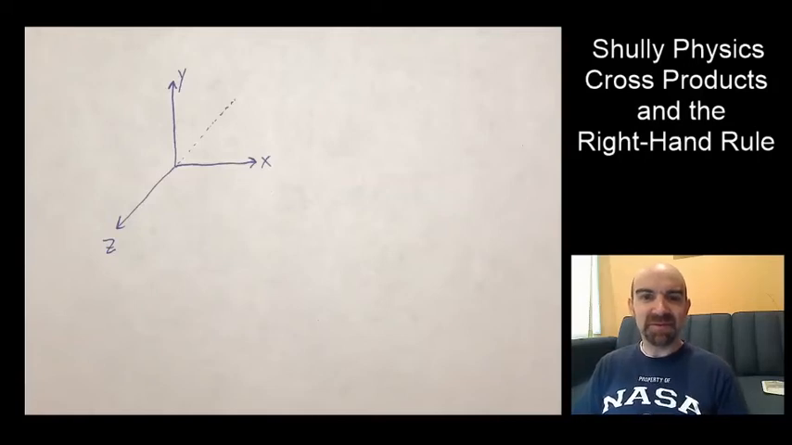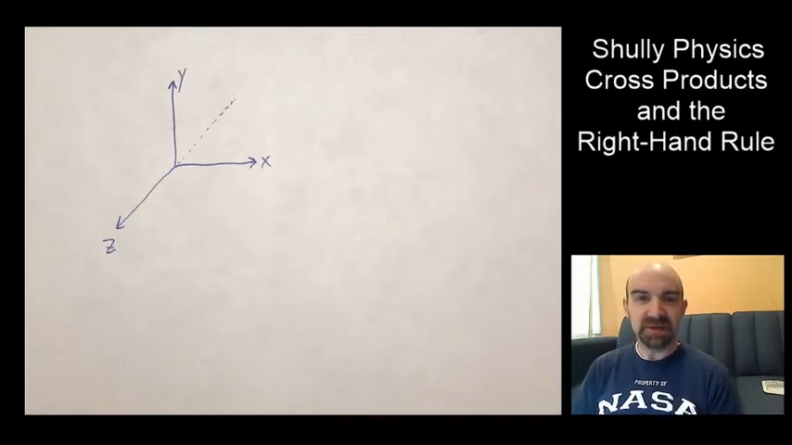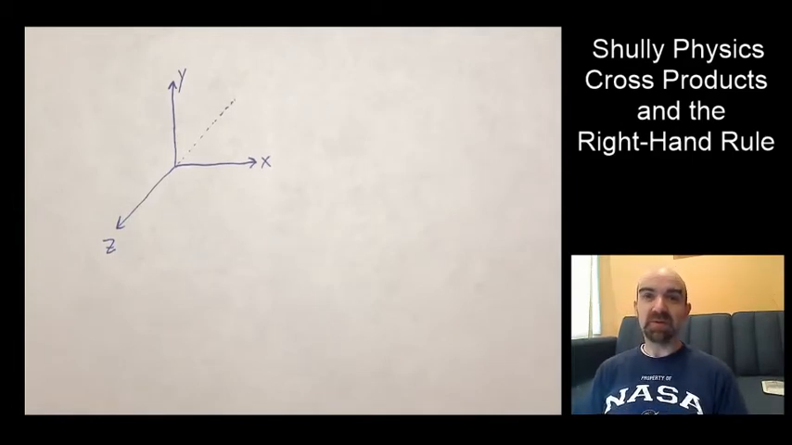Hi, this is Surely Physics, cross products and the right-hand rule. It's just an introduction to using IJK notation, what the definition of a cross product is, and also figuring out the direction of the resulting cross product of two vectors.